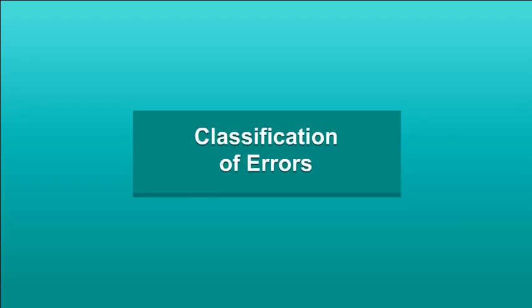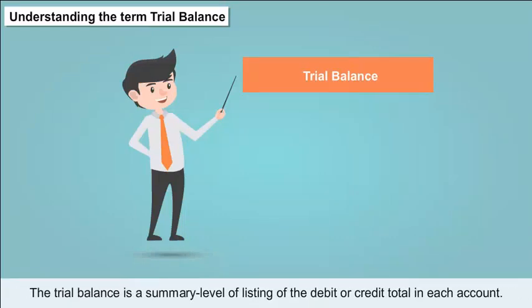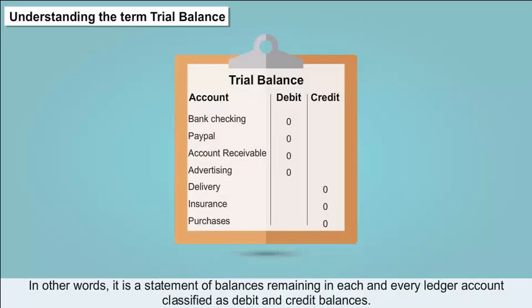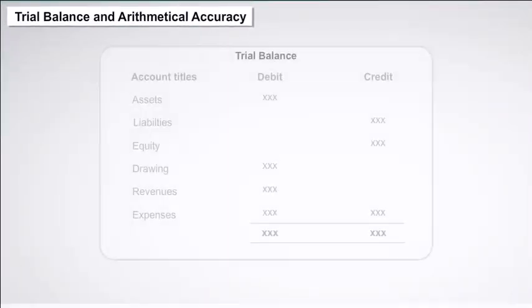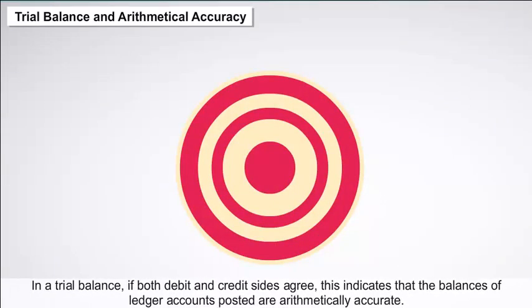Classification of errors. Understanding the term trial balance. The trial balance is a summary level listing of the debit or credit total in each account. In other words, it is a statement of balances remaining in each and every ledger account classified as debit and credit balances. Trial balance and arithmetical accuracy. As per the double entry system of bookkeeping, the total of the debit side should be equivalent to the total of the credit side. In a trial balance, if both debit and credit sides agree, this indicates that the balances of ledger accounts posted are arithmetically accurate.